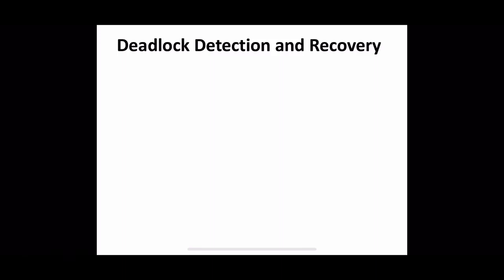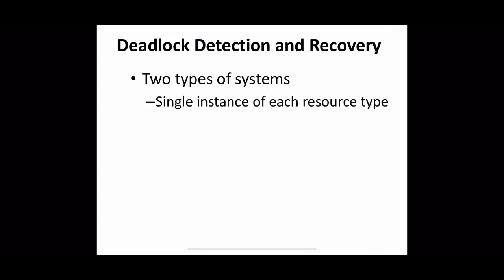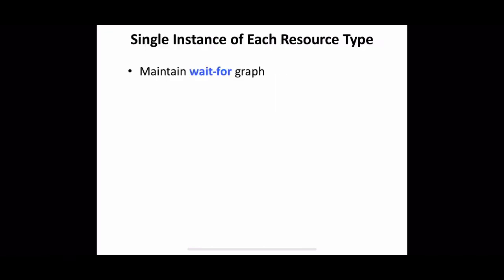So as you have seen earlier, there are two different categories of systems. Either all the resources in the system are of single instance type, or different resources may have several instances. So we have to handle these two different categories of system in two different ways. We can see them one by one. First type is where all the resources are of single instance type.